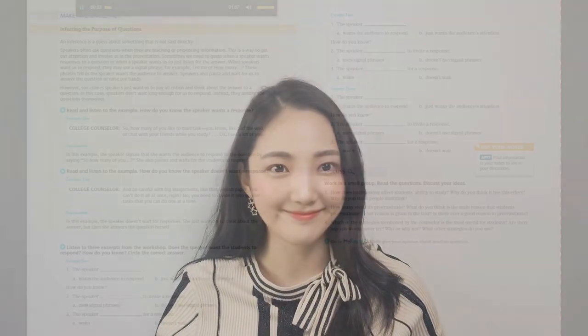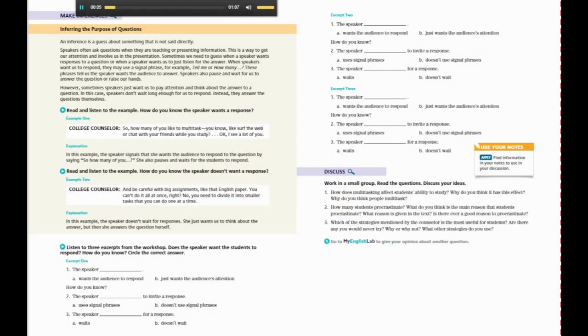So in this example, the speaker doesn't wait for responses. She just wants us to think about the answers, okay? But then she answered the question herself. Excerpt 1. Imagine this situation. You get an assignment to write a research paper for your English class, and you have 2 weeks to finish it. How many of you think you'll start working on it the first day? Okay, I see a couple of hands.